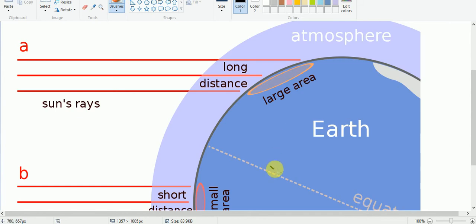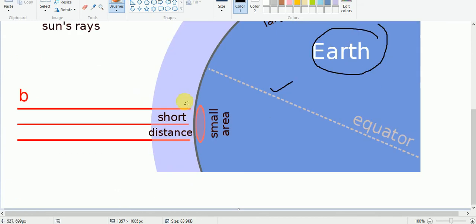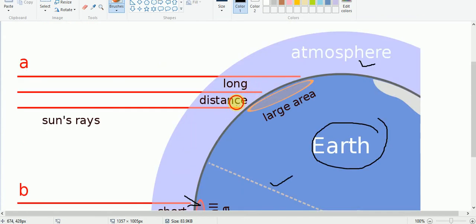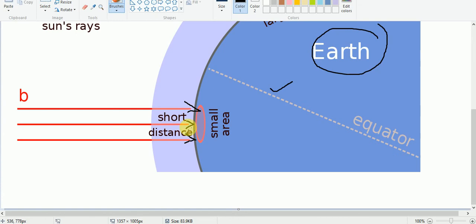Here we have the equator, this is the atmosphere, and this is the earth. At the equator we find these vertical rays of the sun. Away from the equator, we find these inclined rays of the sun. If we draw a tangent, the angle formed here is less than 90 degrees, and here it is almost vertical.